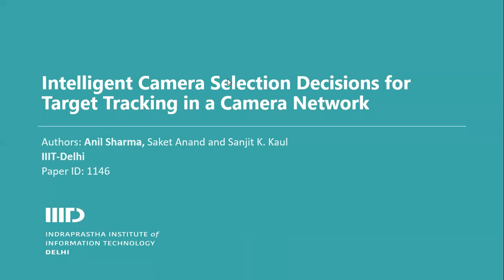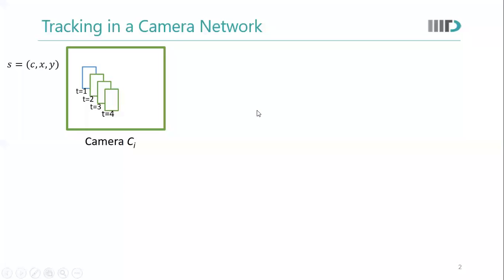This is the presentation recording of our paper titled Intelligent Camera Selection Decisions for Target Tracking in a Camera Network. Target tracking in a camera network is an important application in computer vision.